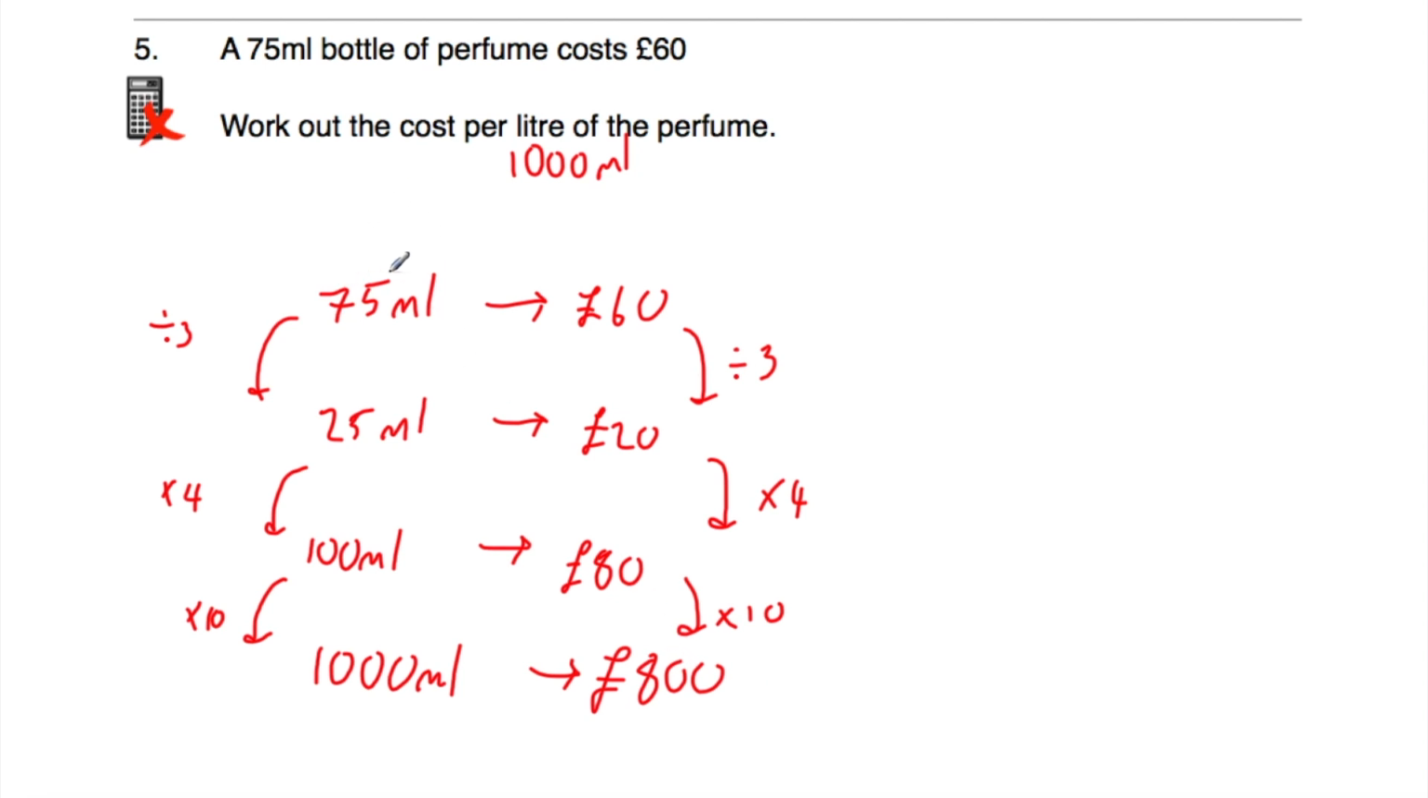In this question, what I did was start off with 75 millilitres and the price. I divided by 3 to find the cost of 25 millilitres, then times by 4 to find the cost of 100 millilitres, and then times by 10. There's different ways you could have done this question. We could have found 1 millilitre and then times by 1,000 to get the cost of 1,000 millilitres, but obviously you would have needed to do some division, dividing 60 by 75. Another way would be to work out the cost of 10 bottles of perfume, which is 750 millilitres, and then work your way up from there. It's up to you. Okay, let's have a look at our next question.